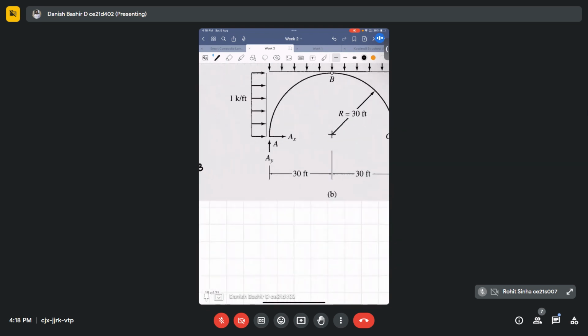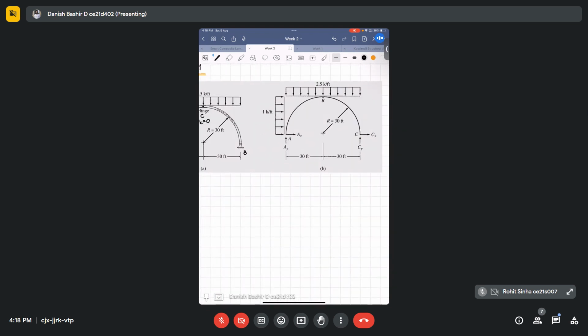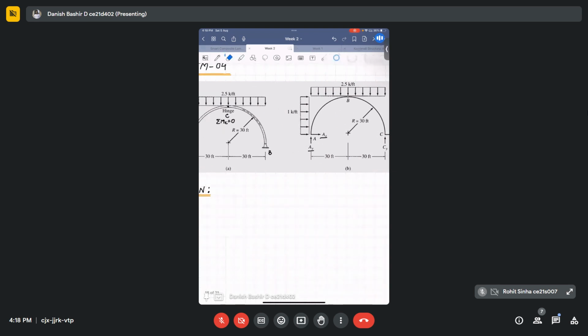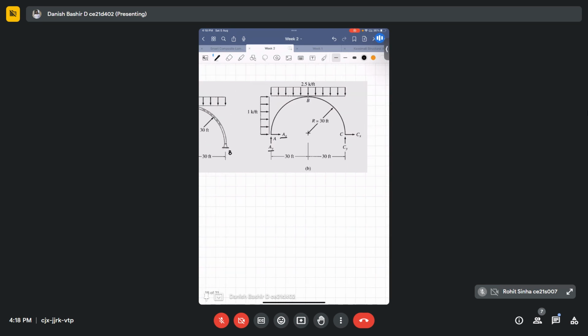You get four reactions: AX, AY, sorry, it's written here B. Okay, let's also write it B. Summation MB is equal to 0. Okay, BX, BY, you got four reactions. Okay, number R is equal to 4.